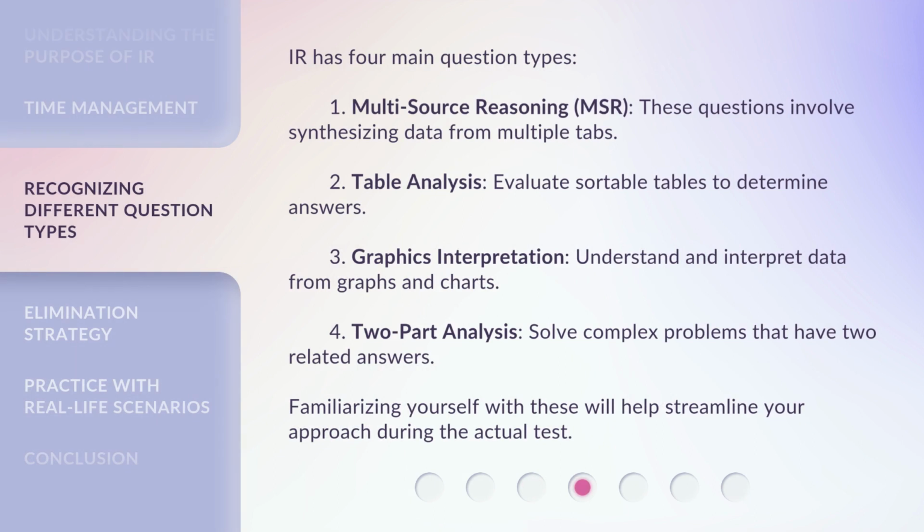IR has four main question types. 1. Multi-source reasoning, MSR. These questions involve synthesizing data from multiple tabs. 2. Table analysis. Evaluate sortable tables to determine answers. 3. Graphics interpretation. Understand and interpret data from graphs and charts. 4. Two-part analysis. Solve complex problems that have two related answers. Familiarizing yourself with these will help streamline your approach during the actual test.